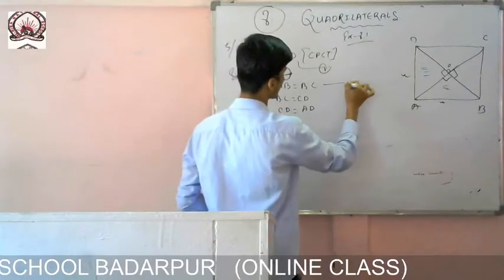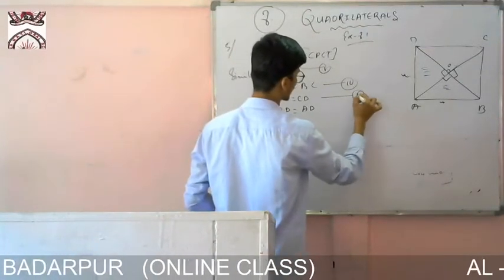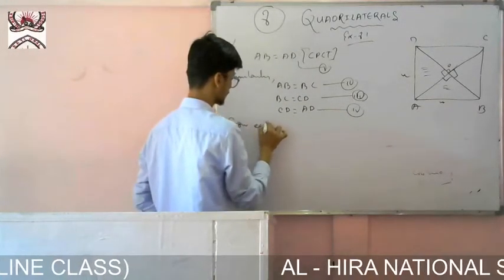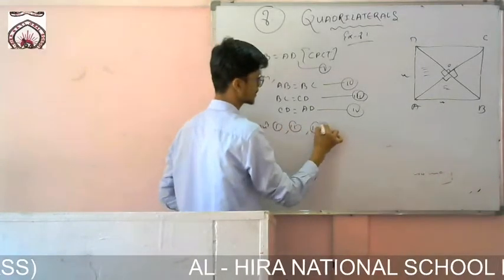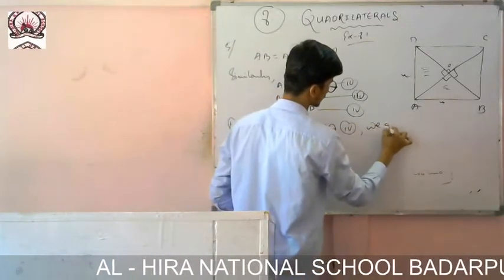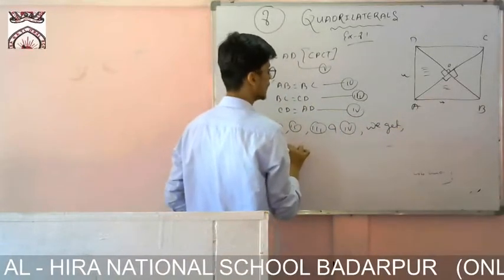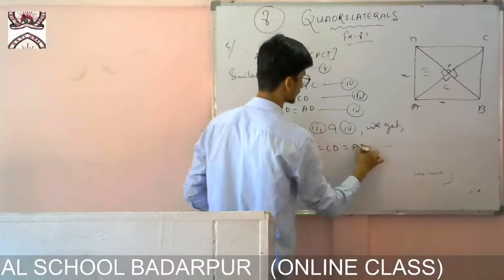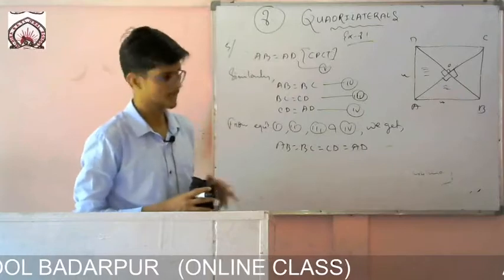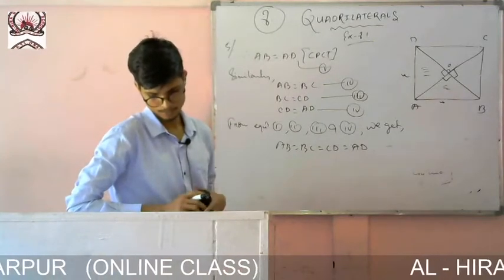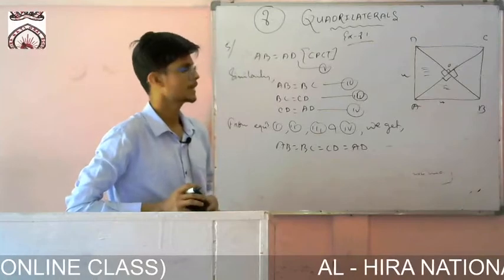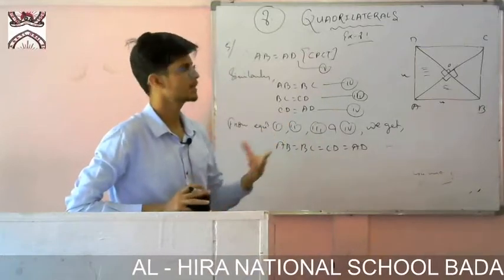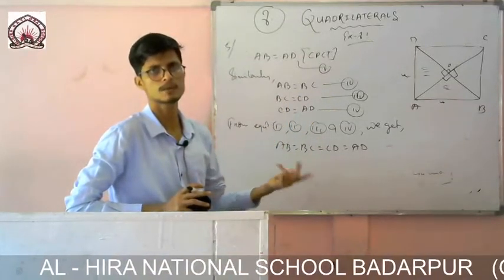So this one is 1, this one 2, this one 3, and this one Roman number 4. So from equations 1, 2, 3 and 4, we get AB is equal to BC is equal to CD is equal to AD. Okay, we have got this, but it doesn't mean that it is a square. It may be a rhombus also. Okay, so what I have to do, I have to show that each angle is equal to 90 degrees. Up to that much we have simply shown that the sides are equal. So if the sides are equal, then it may be a rhombus also.